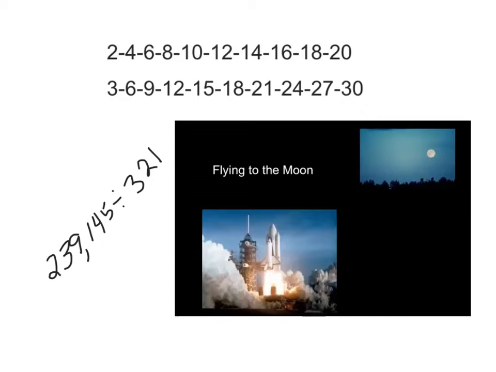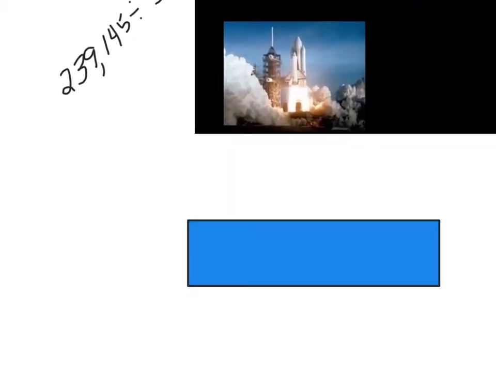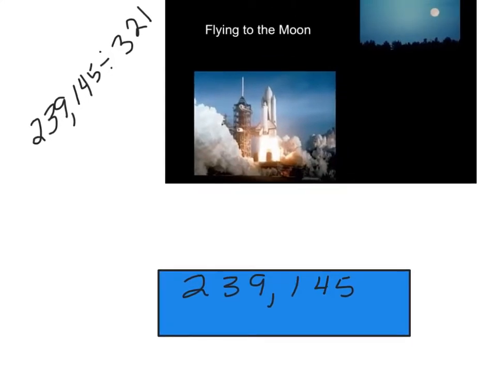So now we want to make our area box. So I'm going to give myself a little bit of room here, and I'm going to draw in my first area box right here. And now I'm going to put in the 239,145. So I'll put that right in the center. Actually, I'm going to enlarge this so that I can write it a little easier. And here we go. 239,145. There you have it. Now we're going to put this 321. It is our divisor, so we're going to put that right on the outside right there.